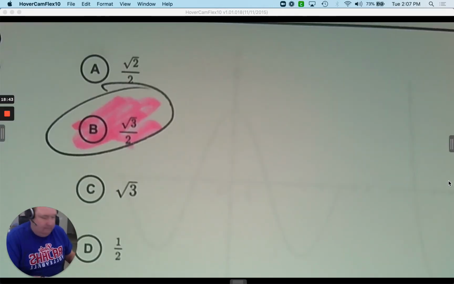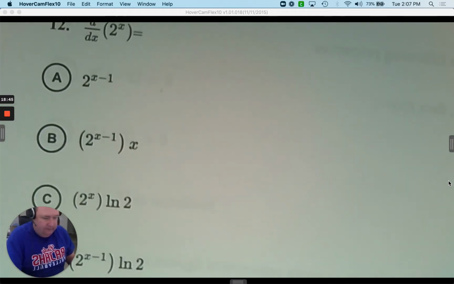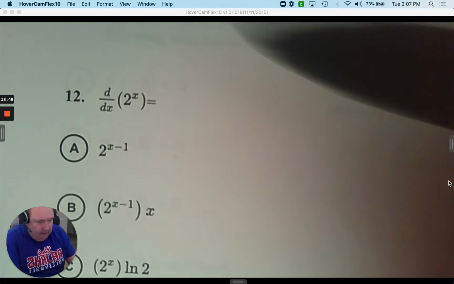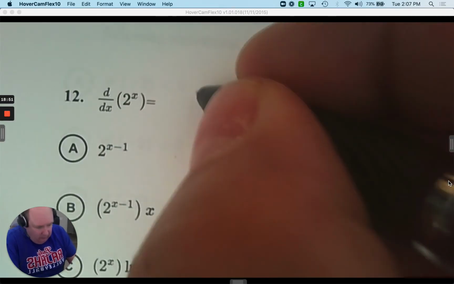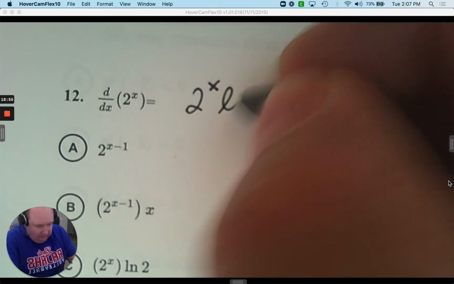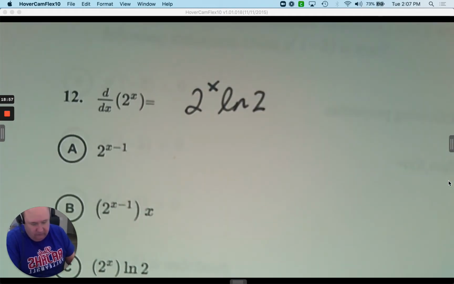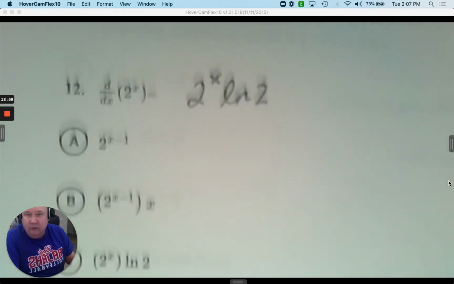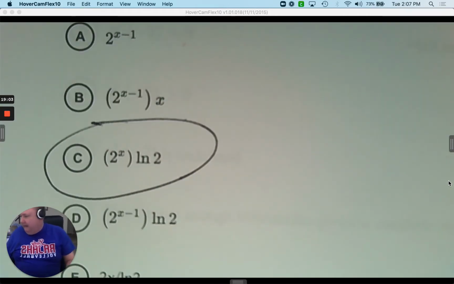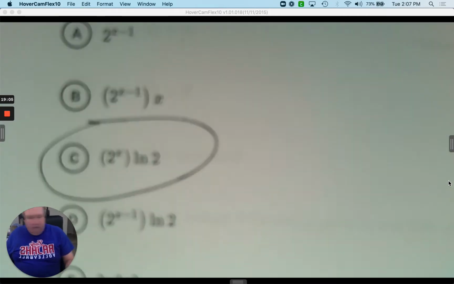Number 10. Number 12. What's the derivative of 2 to the x? Do you remember the formula? So for an exponential, you copy it, but because the base is not e, it needs a friend, which is ln 2. So which one shows the correct definition of that? And the answer, number 12, is C.